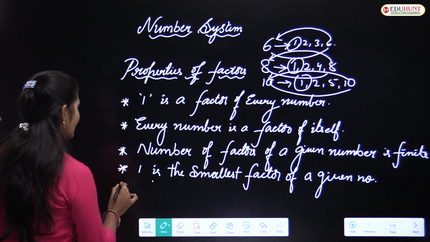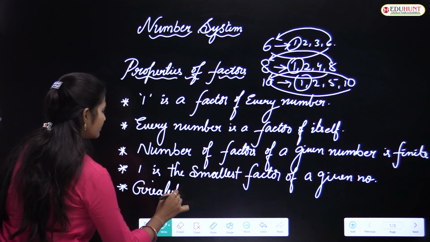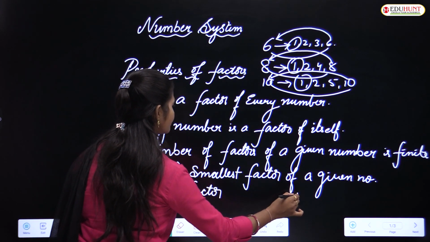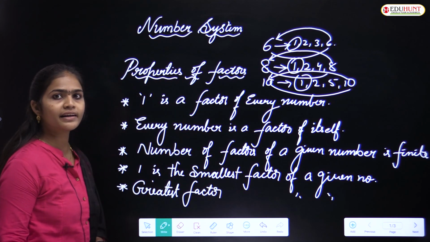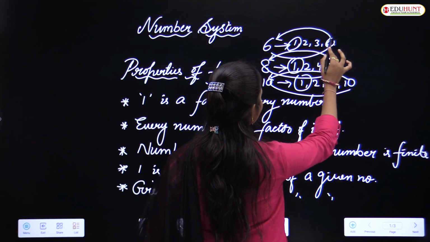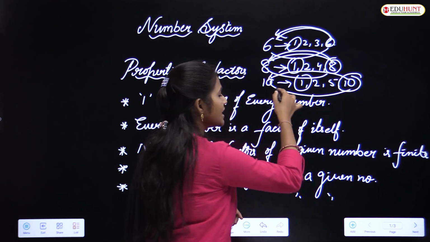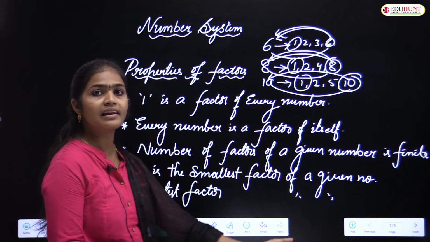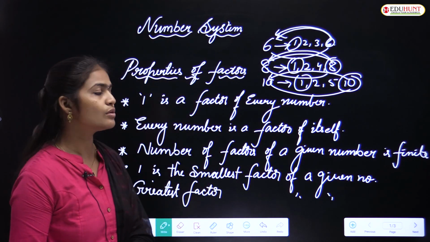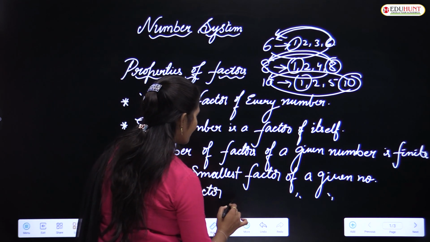Okay, and what is the greatest factor? Greatest factor of a given number. Observe that here the greatest number, the last one, is 6 only. Here the last one is the given number. So always the last factor is the given number only. So that's why the greatest factor of a given number is the number itself.